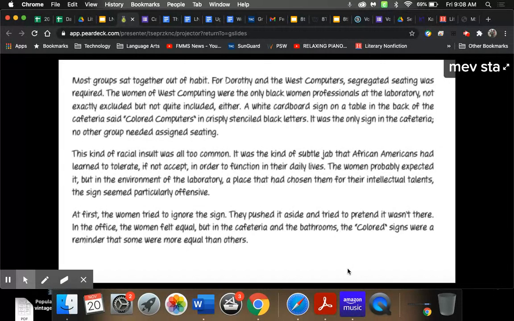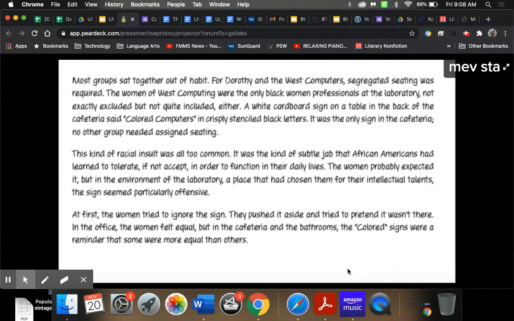The women of West Computing were the only black women professionals at the laboratory. Not exactly excluded, but not quite included either. A white cardboard sign on a table in the back of the cafeteria said colored computers in crisply stenciled black letters. It was the only sign in the cafeteria. No other group needed assigned seating.